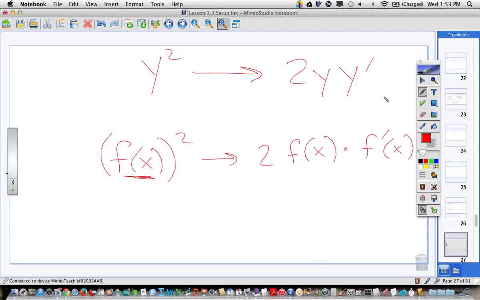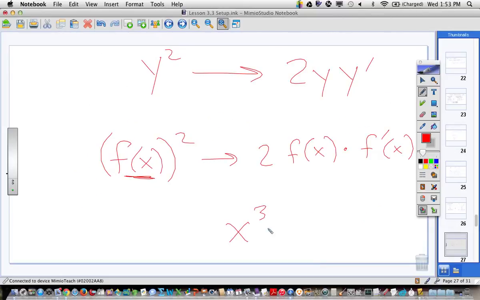Cosine of y times y prime. What's e to the y? E to the y times y prime. Exactly. Just do the normal derivative, tack on a y prime. Because you're doing it with respect to x, right? And we don't have to do that with x's.